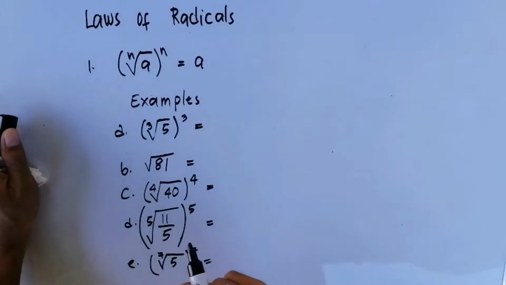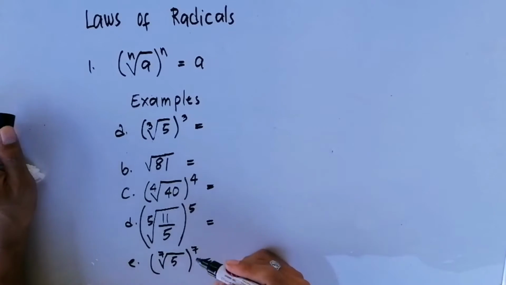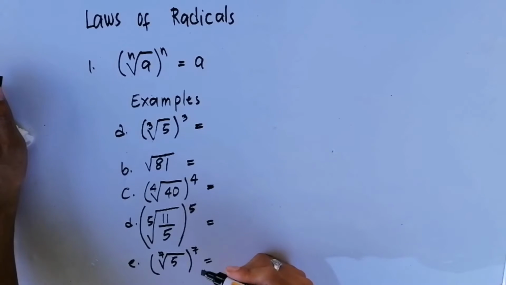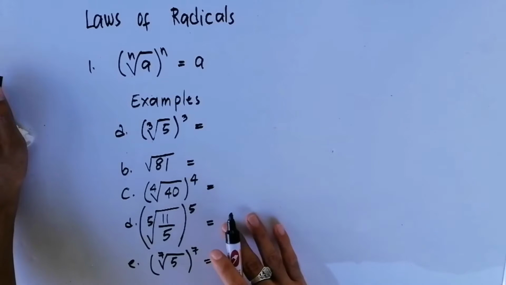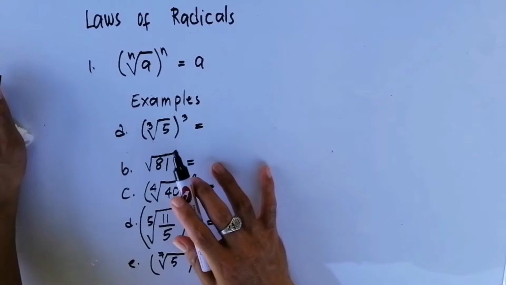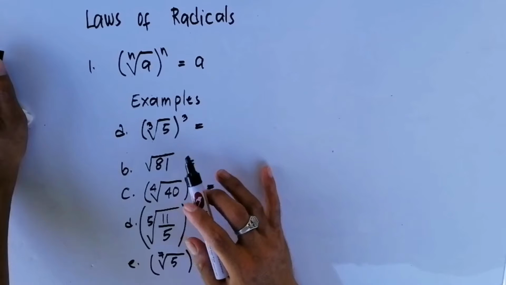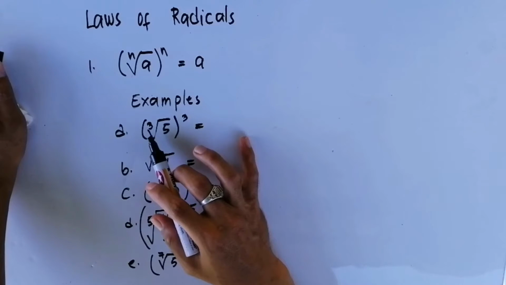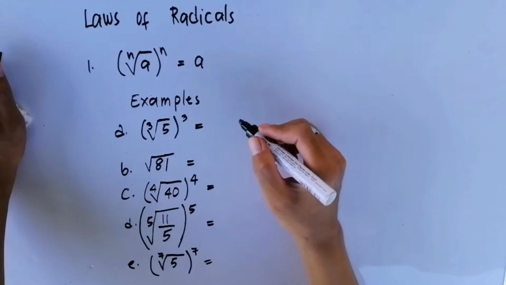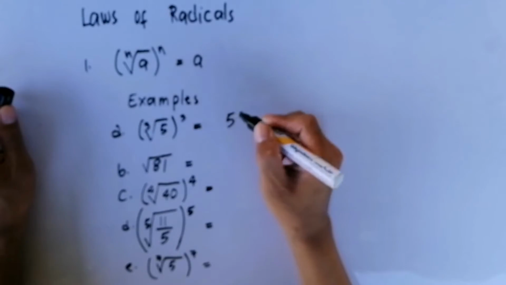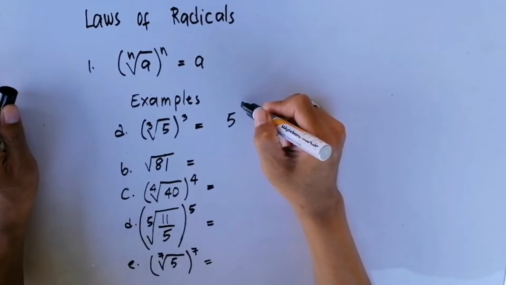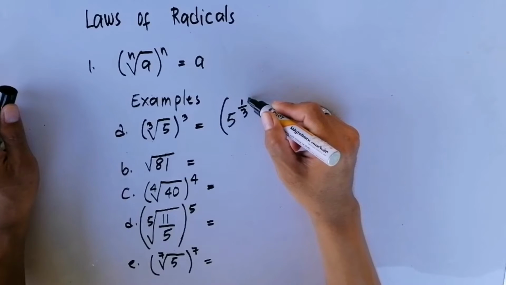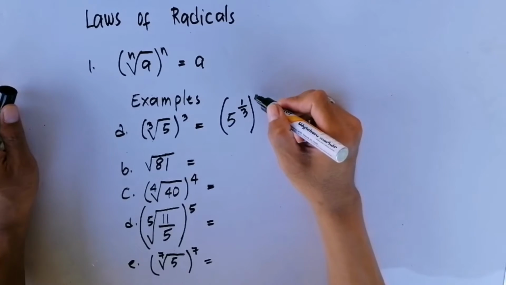Laws of radicals. Number 1, the nth root of a raised to the power of n is equal to a. Examples. A, the cube root of 5 raised to 3. So we can change this expression from radical to exponential. The cube root of 5 is 5 raised to 1/3, and raised to 3.